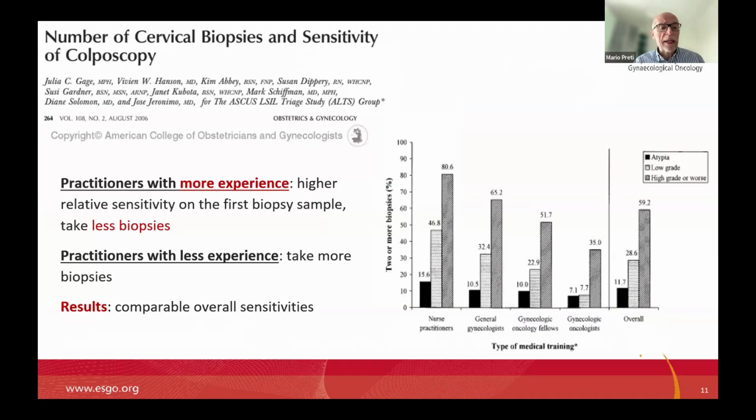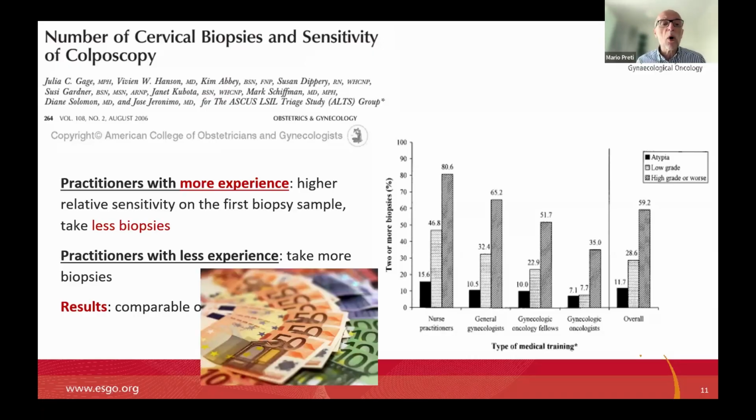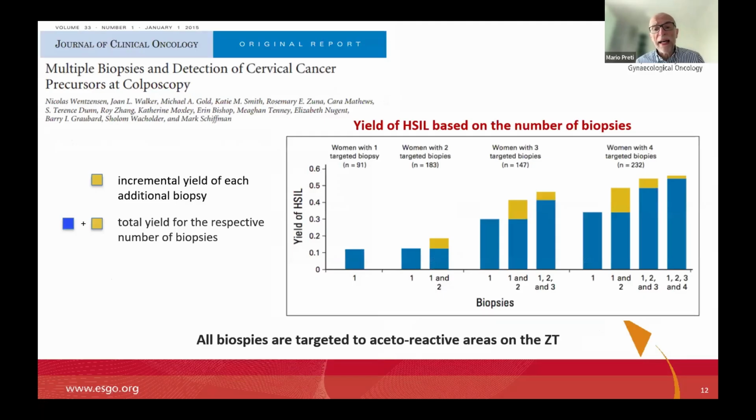We know that practitioners with less experience take more biopsies, and by taking more biopsies they reach almost the same sensitivity as practitioners with more experience, but more biopsies means more money to invest. So probably more experience and fewer biopsies. And we have seen that no more than 2 or 3 biopsies are needed, because the total yield stops at 3. There is no more yield from increasing the number of biopsies.